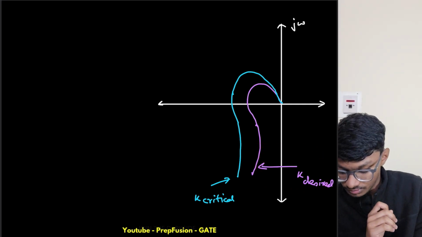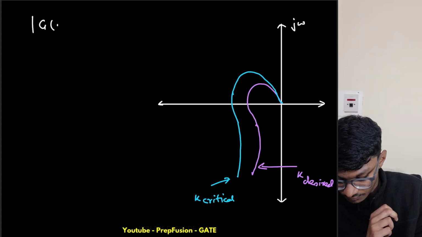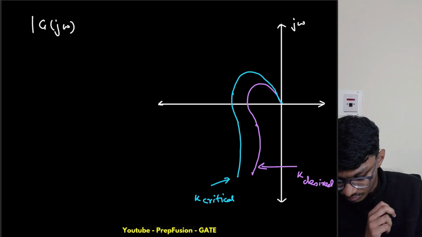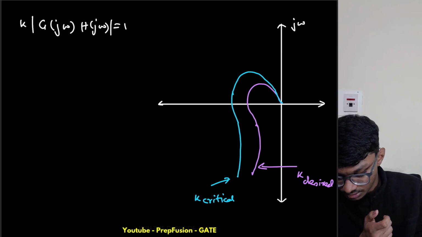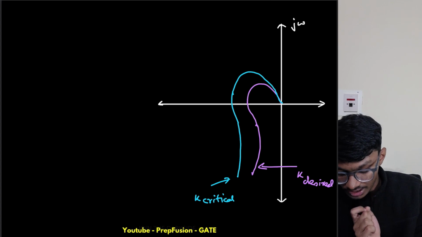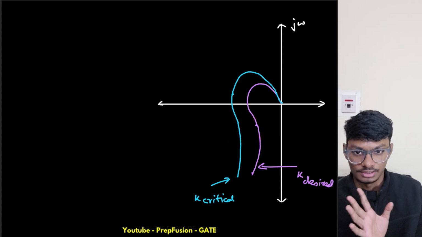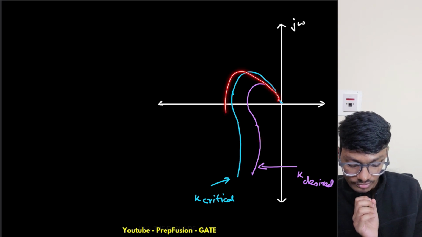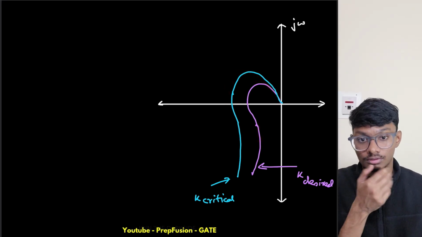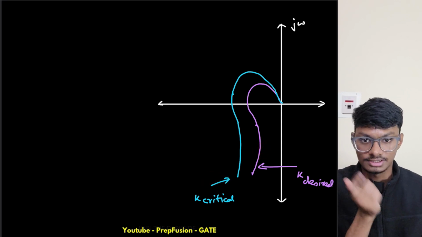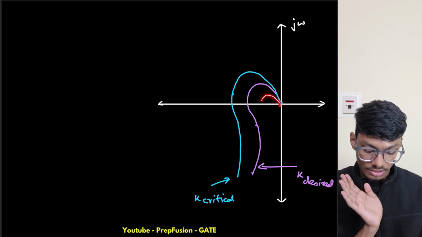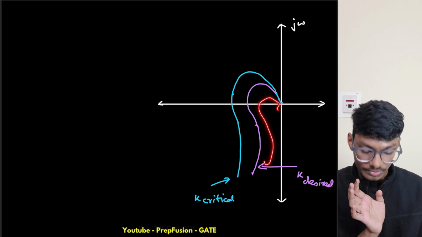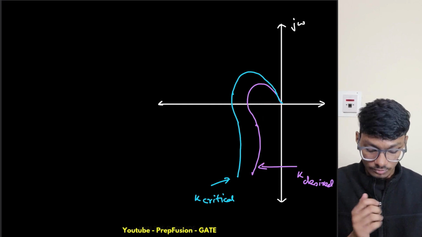Let's say the gain of g of j omega and h of j omega is 1 itself. I just multiply k with this, so it will become k, right? So k is the varying parameter which is varying the gain. If I multiply k with this, obviously it will get expanded. If I multiply a k which is greater than k desired, up to k critical, it will get expanded. If I multiply some k which is smaller than k desired, it will get contracted, right? It will be less. If I multiply something more than 1, it will be more.